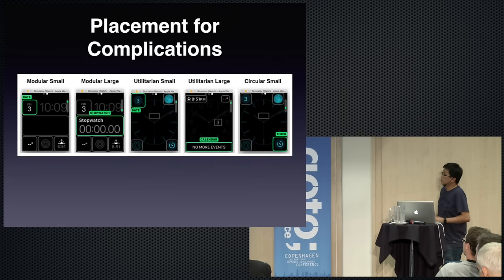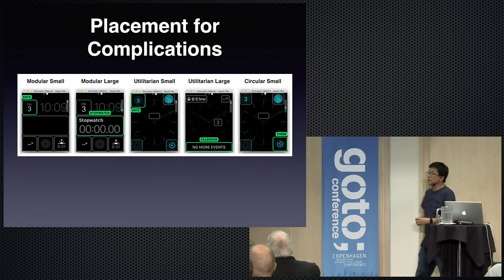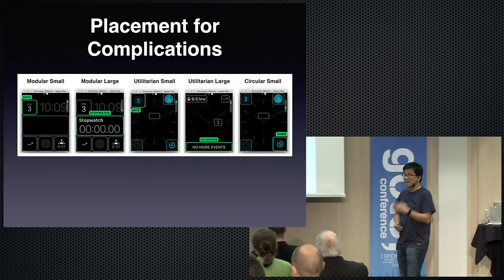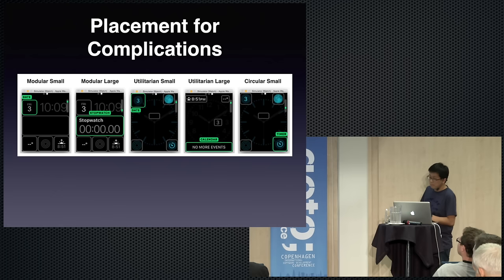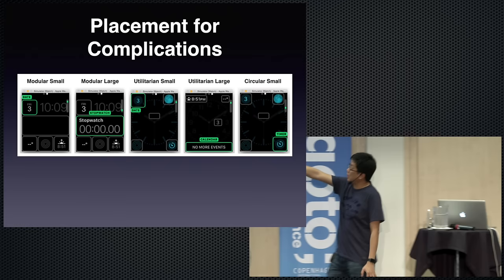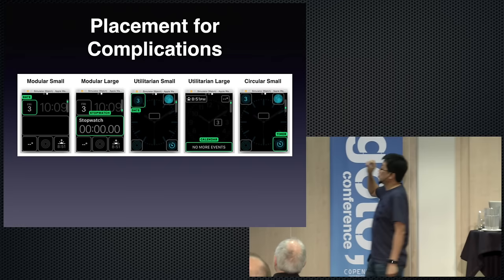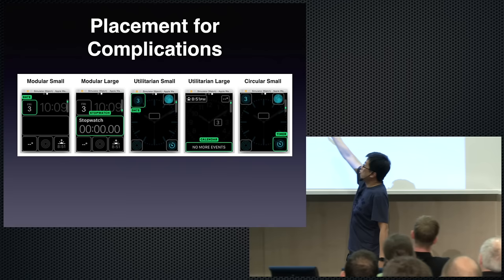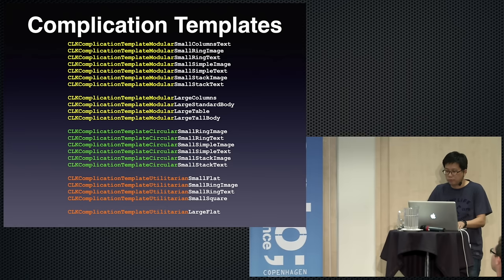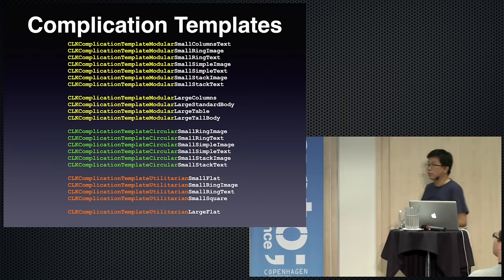Now, before we look at the demos, these are the places where you can actually place your complication data. In the current version, Apple supports 5 main types of complication placement. The first is the modular small, which is on the left-hand side. And then you have the modular large. You have the utilitarian small and large, as well as circular small. Now, the different placements here basically mean that you can display different types of data. For example, you can display a ring if you want, or you can display 2 rows of text. So I have a slide to show you some examples. In terms of the templates, these are the various templates that you can use to display your complication data on different parts of the watch face.